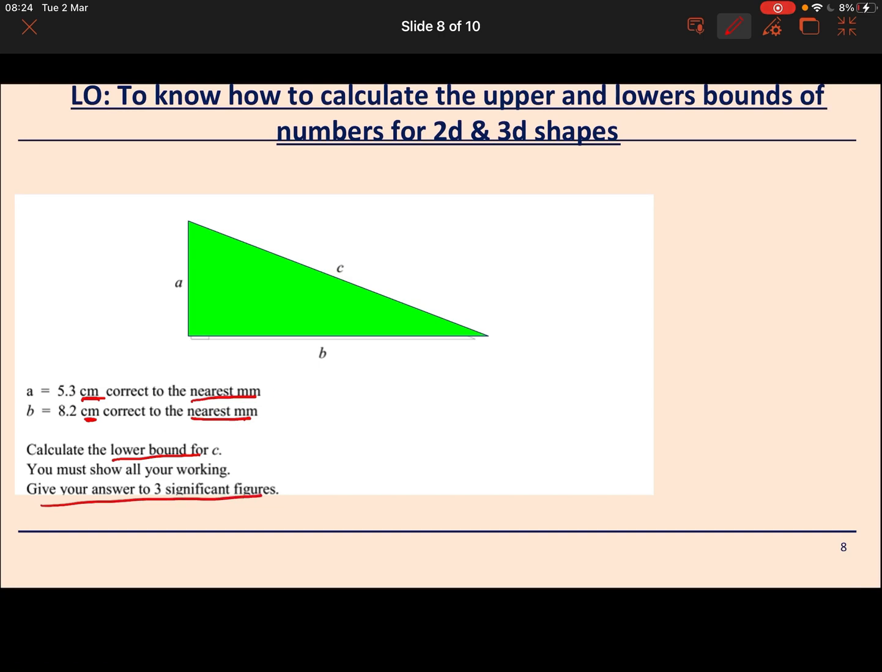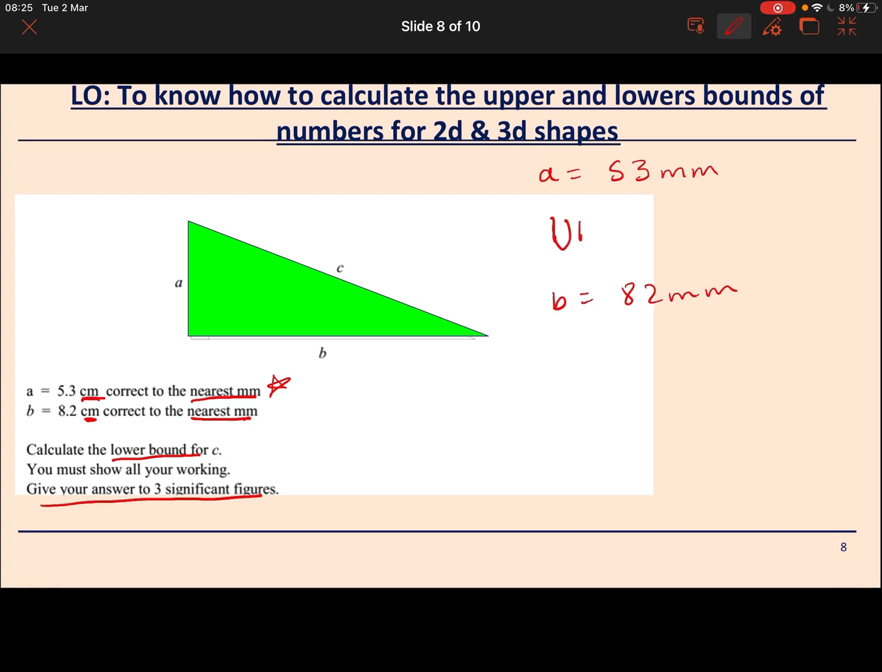So first thing, this is ringing alarm bells. This is to the nearest millimeter. So the degree of accuracy is in millimeters, but the length is actually in centimeters. So I'm going to have to first convert A and B into millimeters. So A equals 53 millimeters, and B equals 82 millimeters.